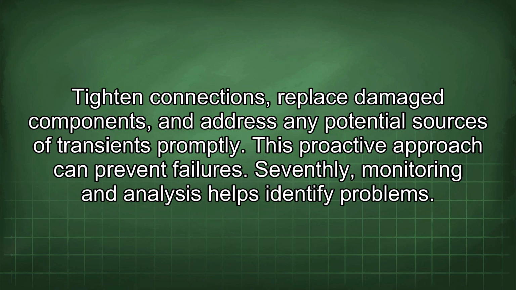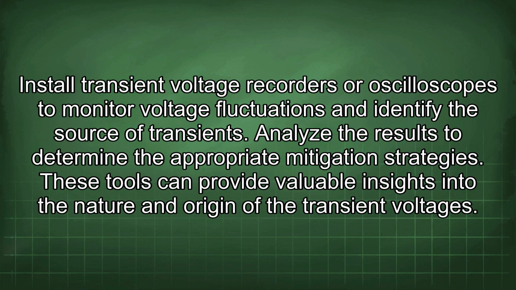Seventhly, monitoring and analysis helps identify problems. Install transient voltage recorders or oscilloscopes to monitor voltage fluctuations and identify the source of transients. Analyze the results to determine the appropriate mitigation strategies. These tools can provide valuable insights into the nature and origin of the transient voltages.